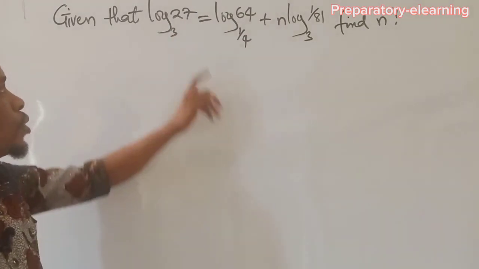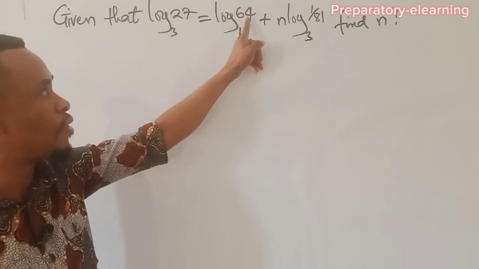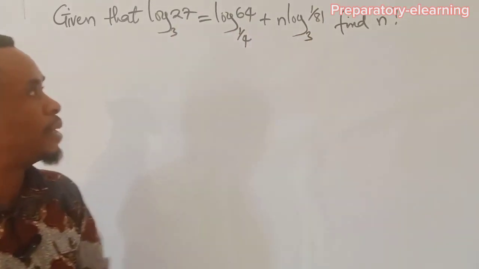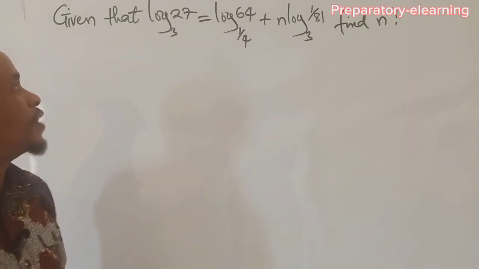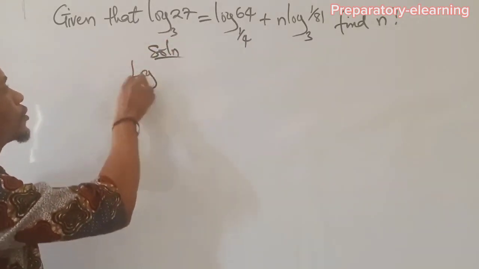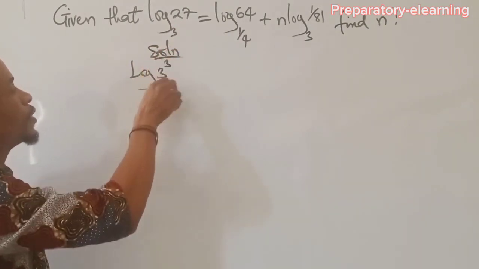All we have to do is to break down 27 to base 3, break down 64 to its lowest term, and break down 81 to its lowest term. So let's see how we can solve that. For this, we have log 27 is what? 3 power 3.